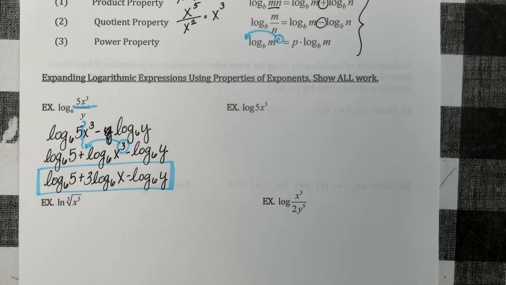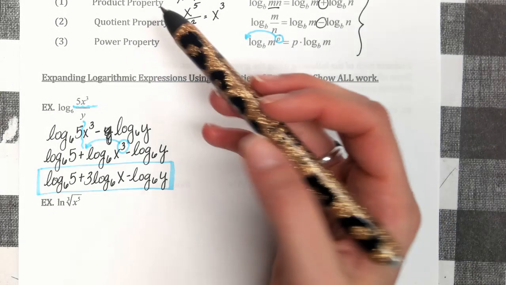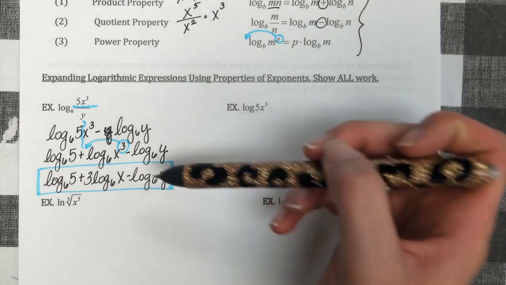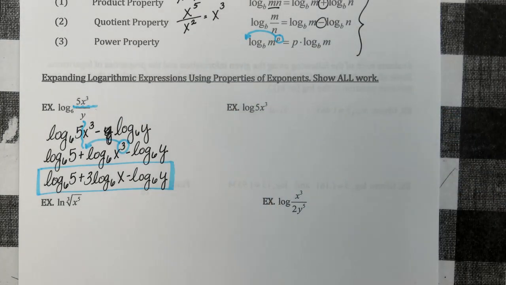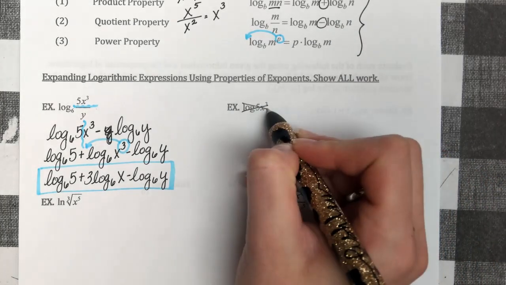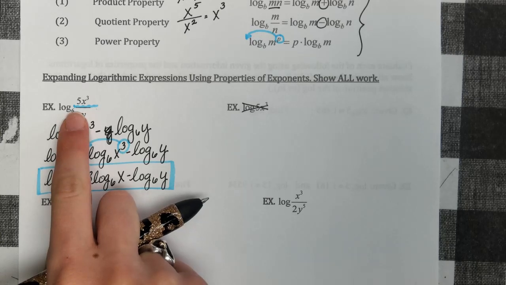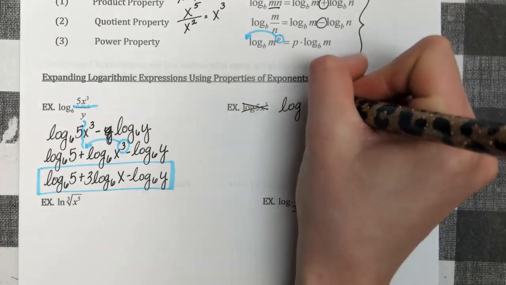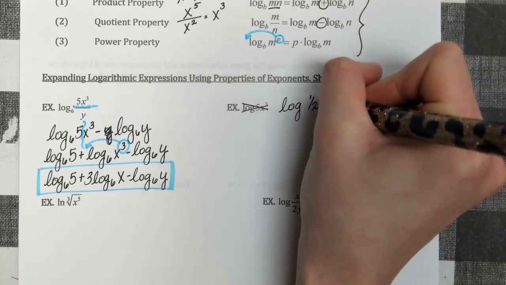I know this is easy once you do so many examples that you should be able to take care of some things in one step. Just be very careful skipping. I do not want to see you go straight from here to here. I want to see the separations. This one, we're going to ignore that it's 5x cubed because we just did 5x cubed. So let's say we do log of 1/2 x to the 7th.